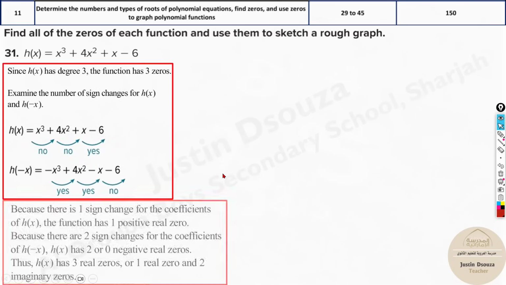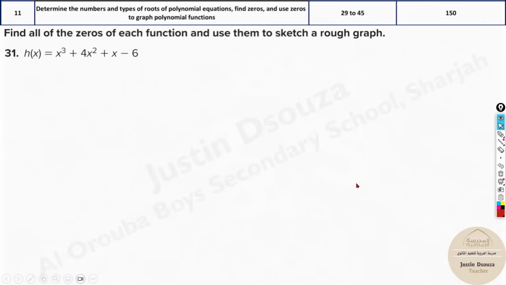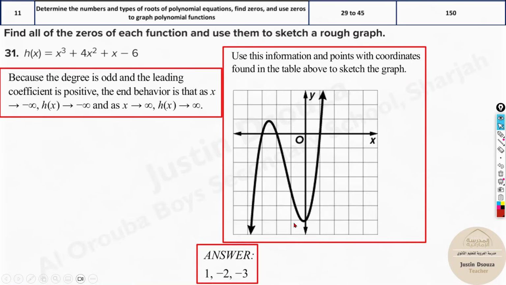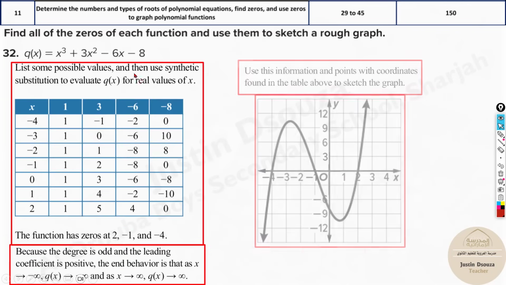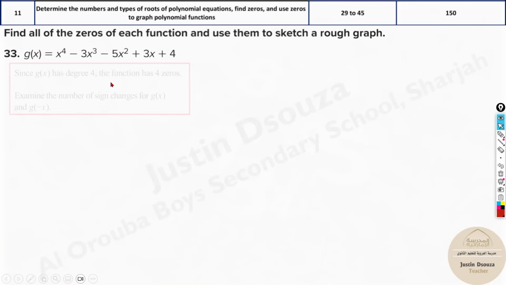Here, please do this by yourselves and then check for the answers. And here are the answers. Again, another cubic one directly in the calculator. Here you can see the answers.